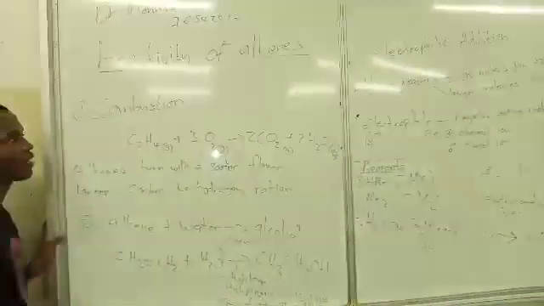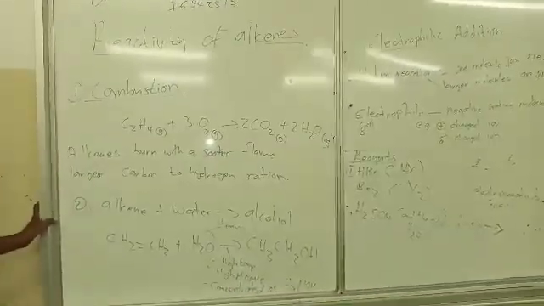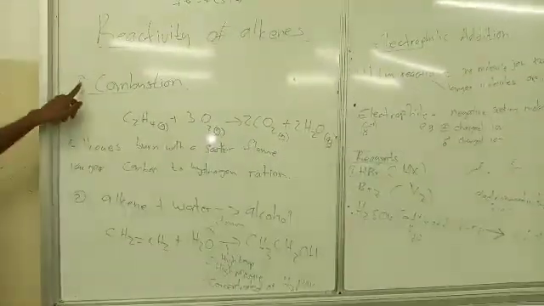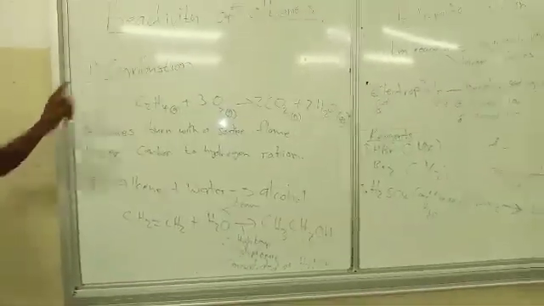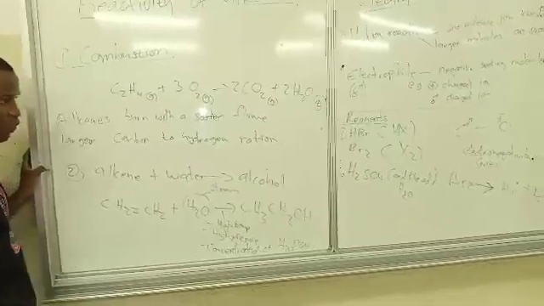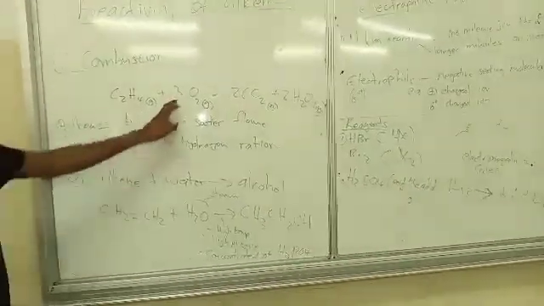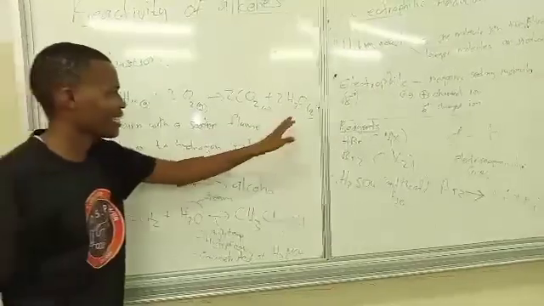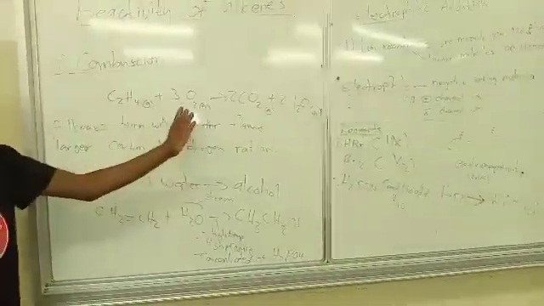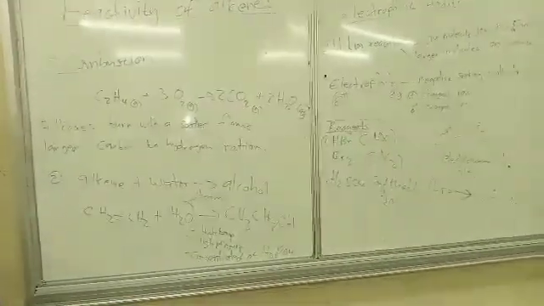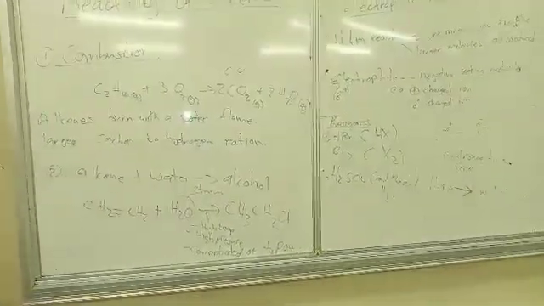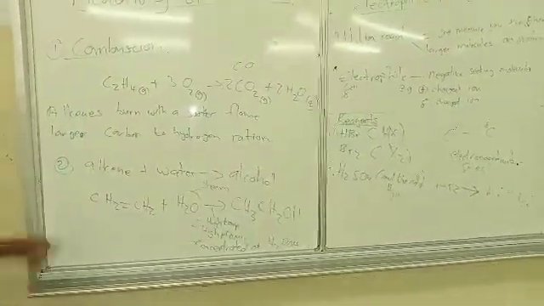Reactions of alkenes, or the activity of these hydrocarbons called alkenes. The first one we are going to talk about is combustion, whereby these alkenes burn in the presence of oxygen. When they burn in oxygen, they form carbon dioxide and water, provided that the oxygen is in excess. If the oxygen is not in excess, it is going to form carbon monoxide. This is what you need to know about them when they are burning.